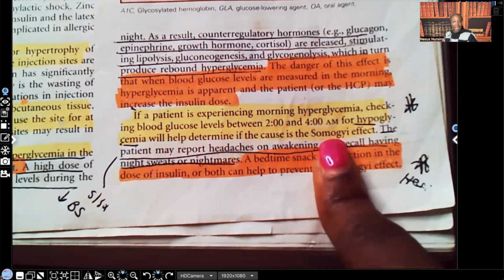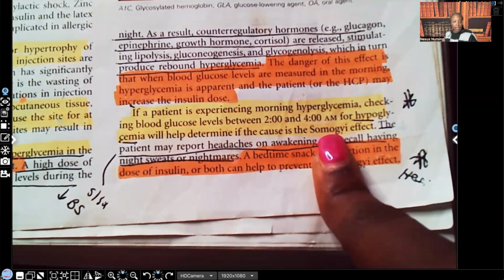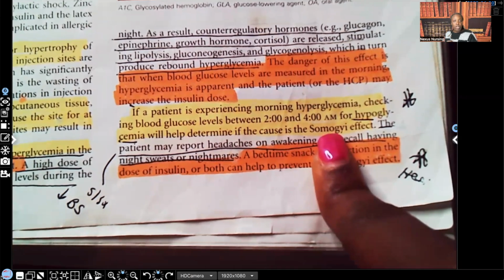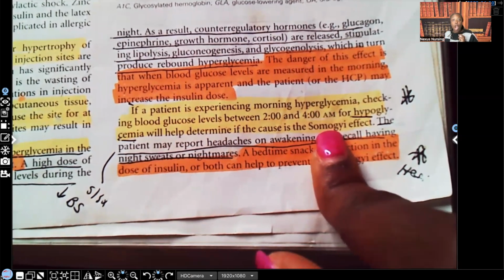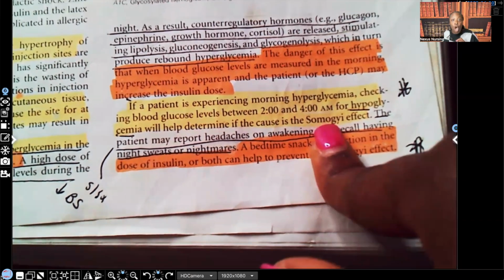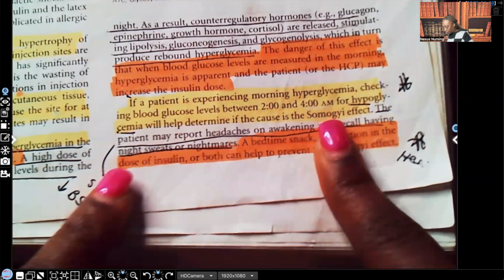It's low, and the body's shooting out all of this growth hormone, epinephrine, all that good stuff to make the blood sugar go high, to trick me, the nurse, when I come check you and I see that the blood sugar is high. That's how you know you're dealing with Somogyi. You're going to check the blood sugar between 2 and 4 a.m. And if between 2 and 4 a.m. the blood sugar is what? Low. Patient has hypoglycemia, you know you're dealing with Somogyi effect.